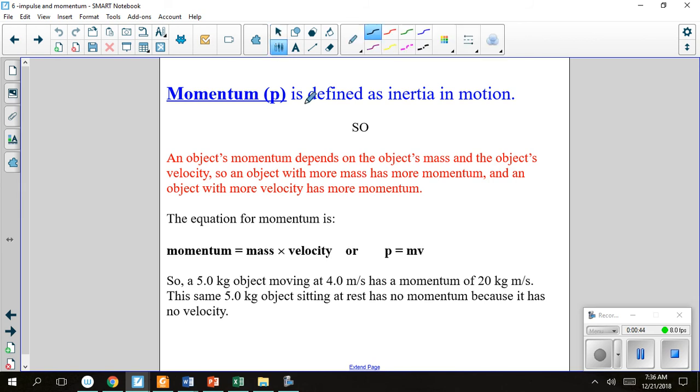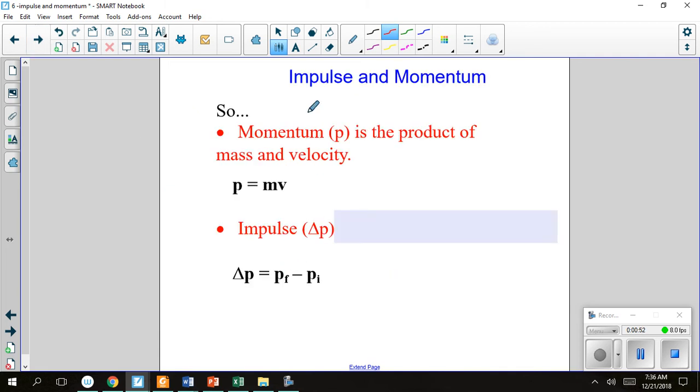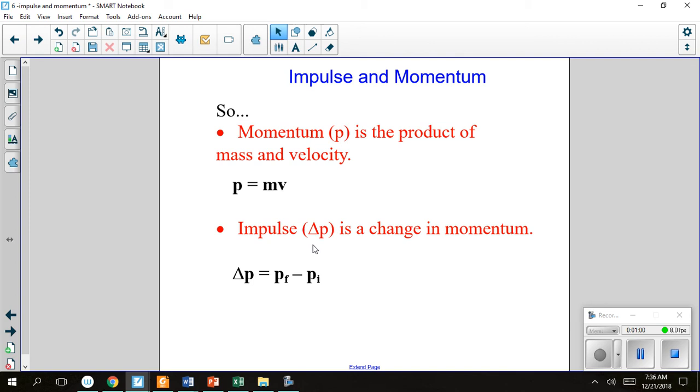Now, as far as formula-wise goes, we're going to use this nice little P for momentum. All right, so if we have momentum, we can also have a change in momentum. That's what delta P is. And what's happening is the only thing that can really change is our velocity, right? Because the mass isn't going to change. So that's our impulse.